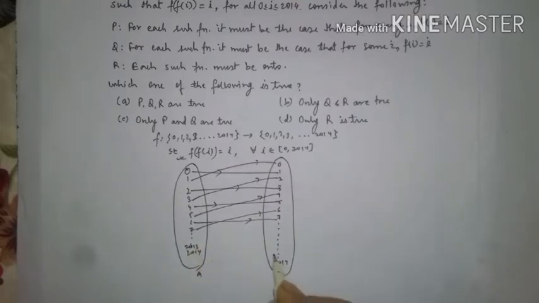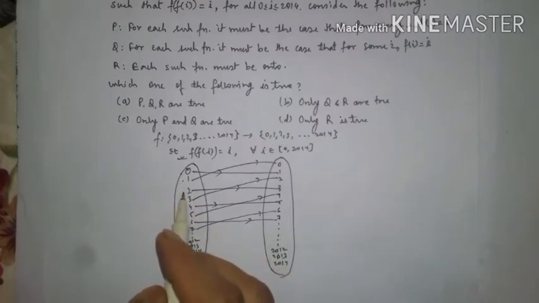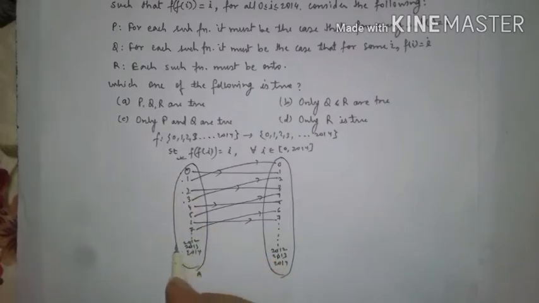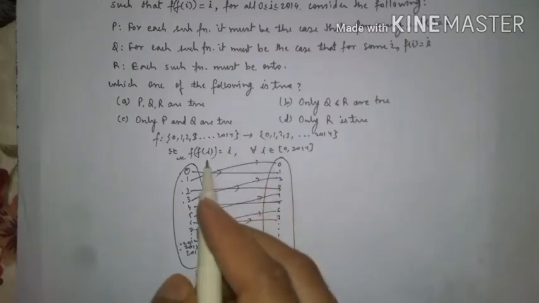2013, 2012. See, follow the pattern: even then odd, even then odd. So in the last, even then odd, 2012 will be mapped to 2013 and 2013 will be mapped to 2012. Now when you check, everywhere this condition will be satisfied.